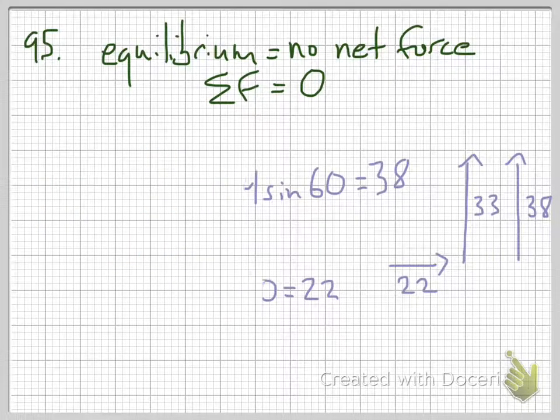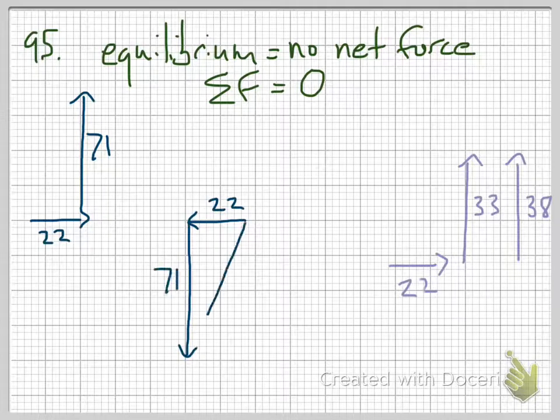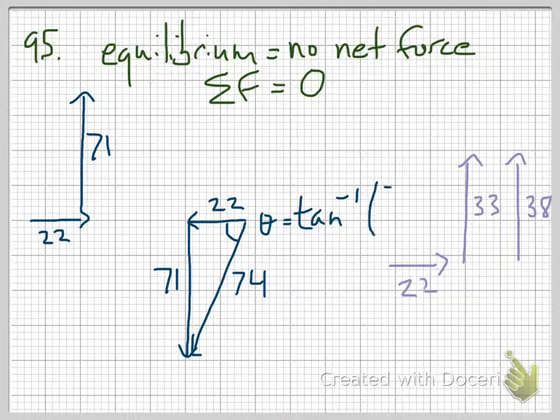I can start to solve my problem here. So I added my 2 forces up, so I have a net force of 22 to the right and 71 to the up. You know what? It looks like I did that wrong, didn't I? I did it to the left there instead of to the right. I should have done it opposite. I apologize for that.